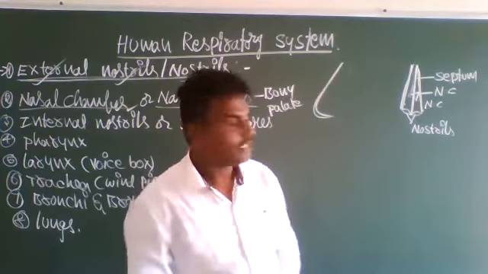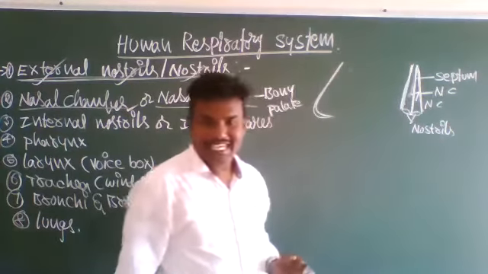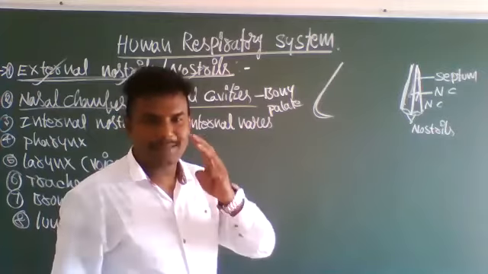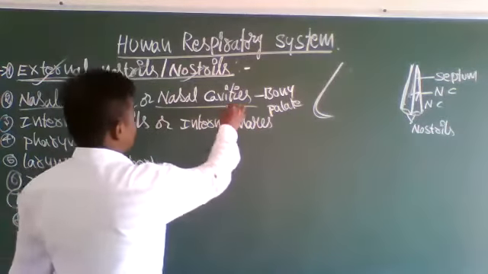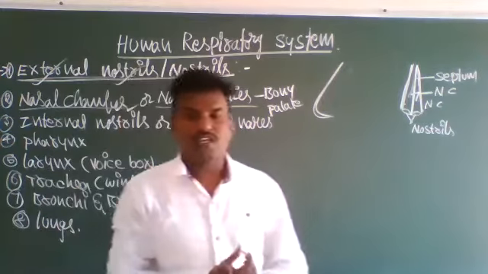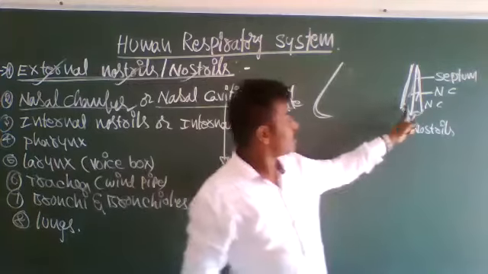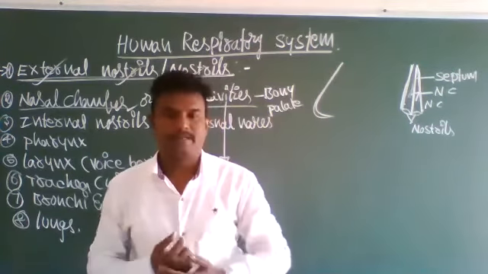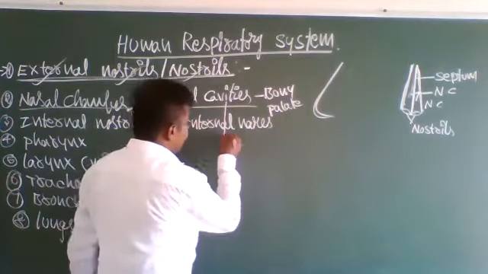Vertical septum. Each nostril chamber, this is one nostril chamber, this is one nostril chamber. Each nostril chamber consists of three parts. Each nostril chamber is differentiated into three parts.